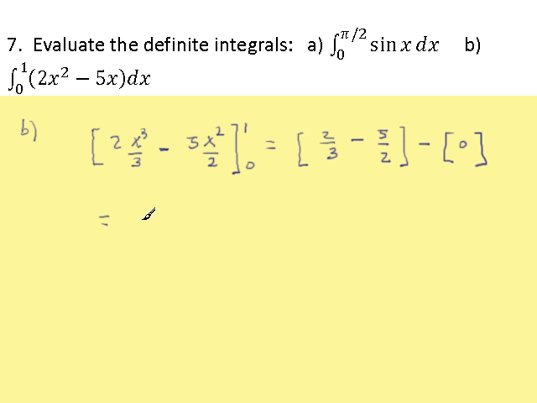So we just have 2/3 minus 5/2. I'll just combine these. Common denominator 6. So that would be minus 11 over 6.